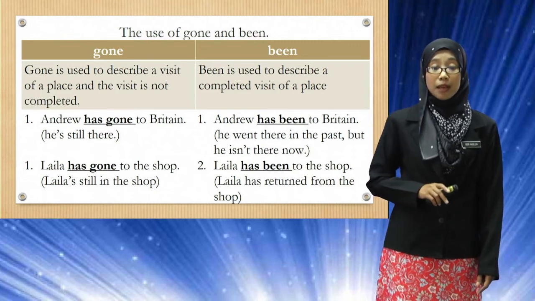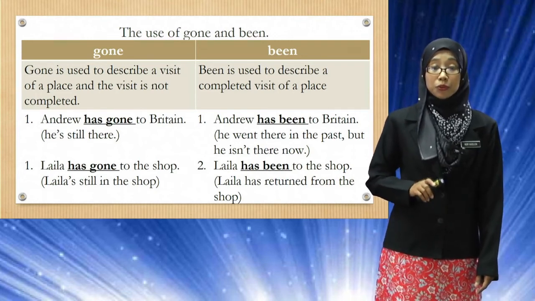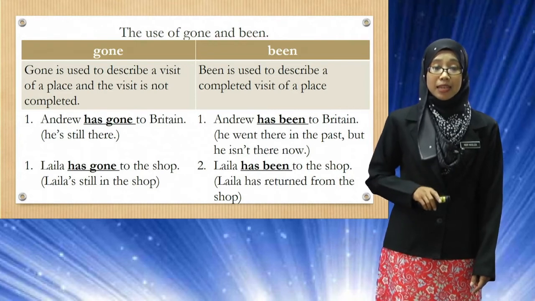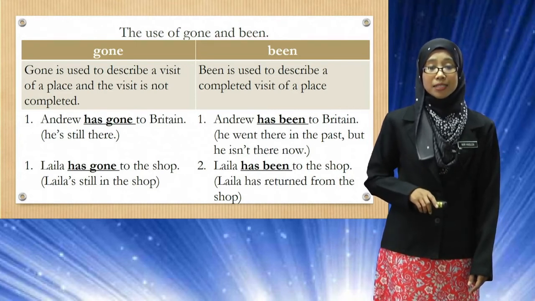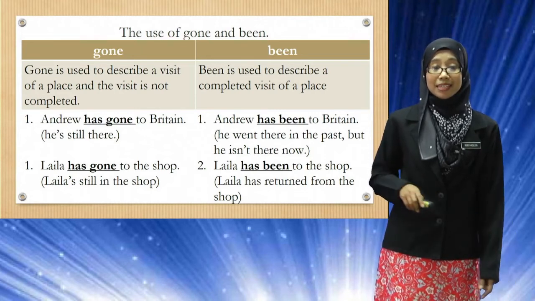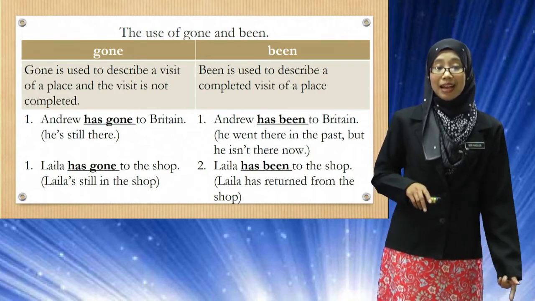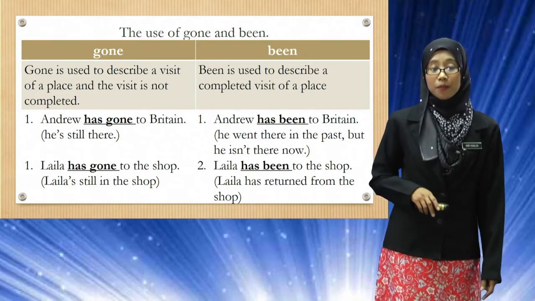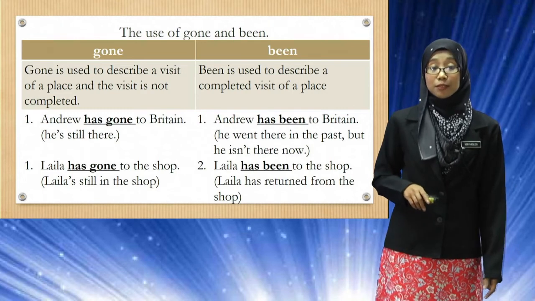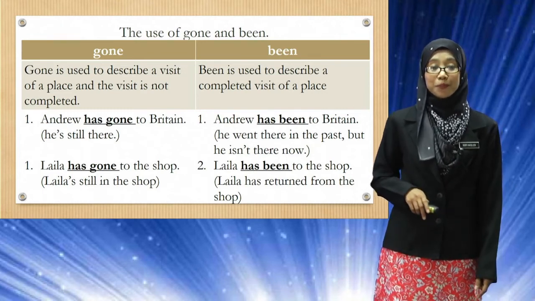Let's look at the examples for a clearer picture of this situation. The first example is Andrew has been to Britain. It means that he went there in the past, but he isn't there now. The second example is Laila has been to the shop. It means that Laila has returned from the shop.